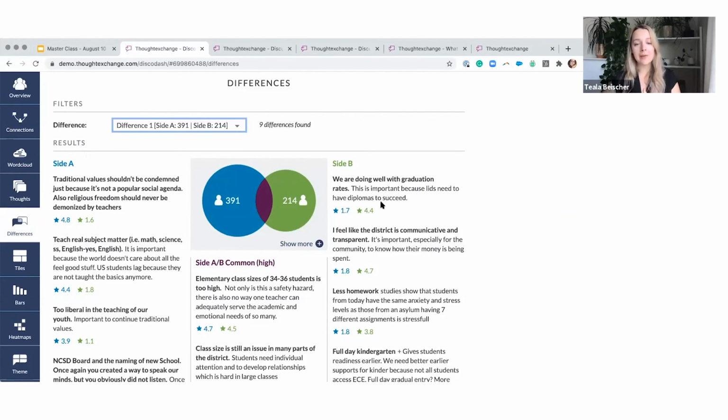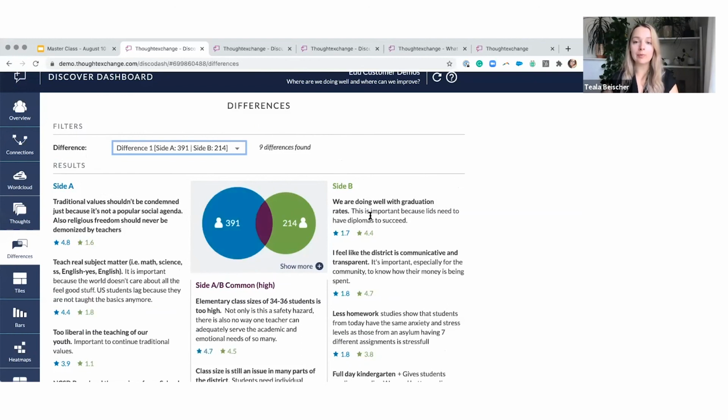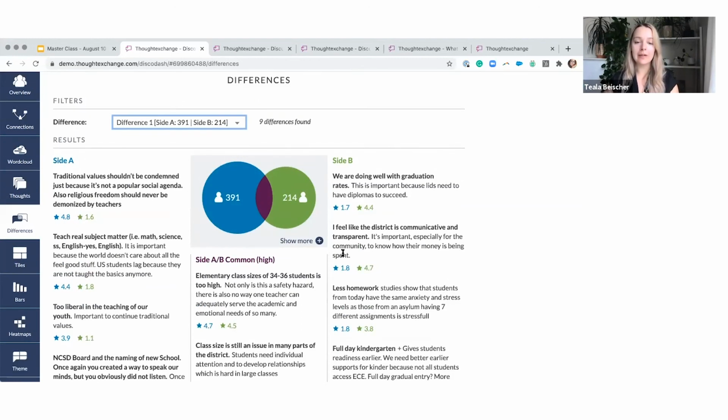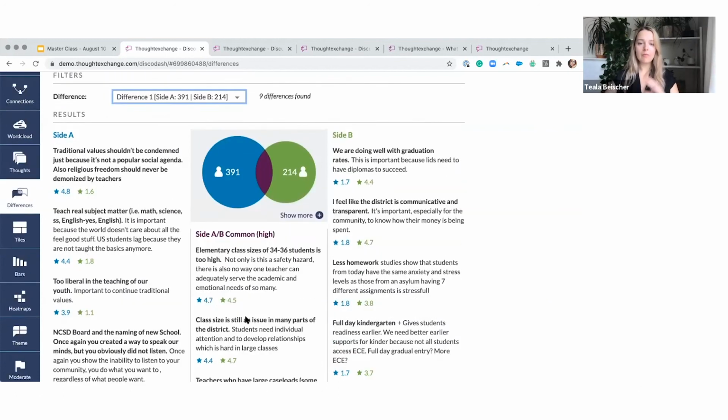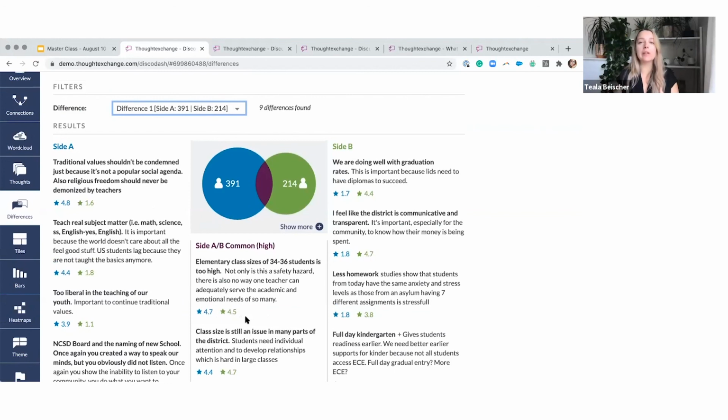Whereas the inverse is true of side B. So they all saw these same thoughts here on the right. They rated them really highly, whereas this group, our blue group, rated them really lowly. And then again, in the middle, these are more thoughts that the same two groups interacted with, but here they rated and they agreed upon them highly together. And so that's how the algorithm really informs the composition of the groups.